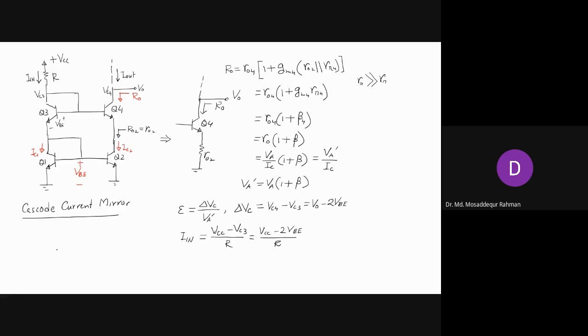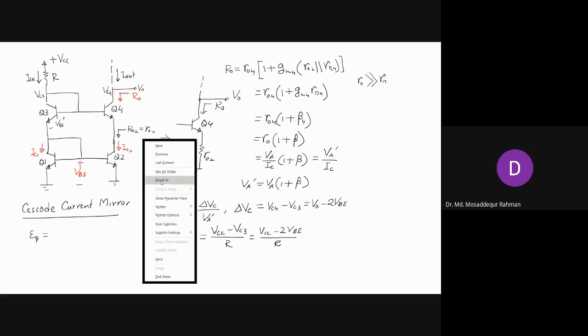Now, what's the error due to finite beta? That is the error we have determined for output resistance R naught. Now, what is the error due to finite beta? No, that is not that straightforward. There are a number of steps you need to do. Start again.